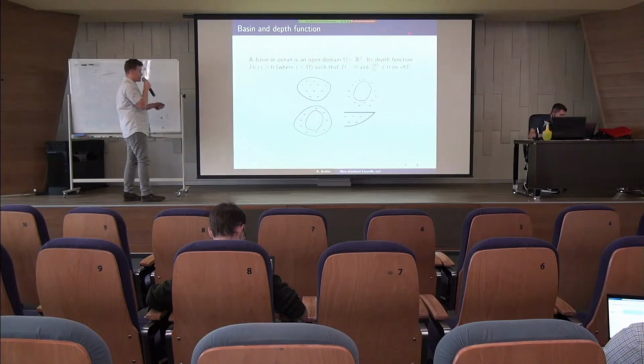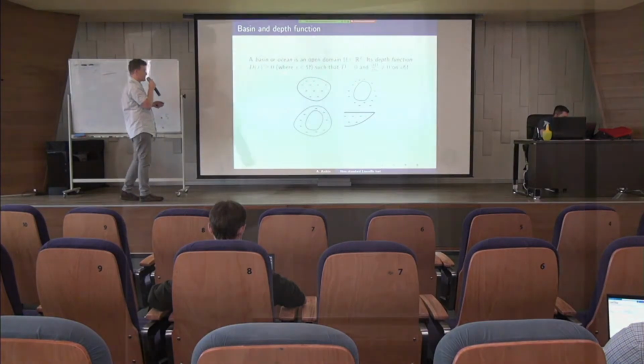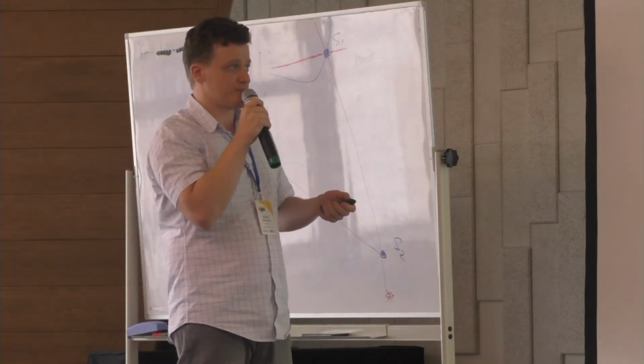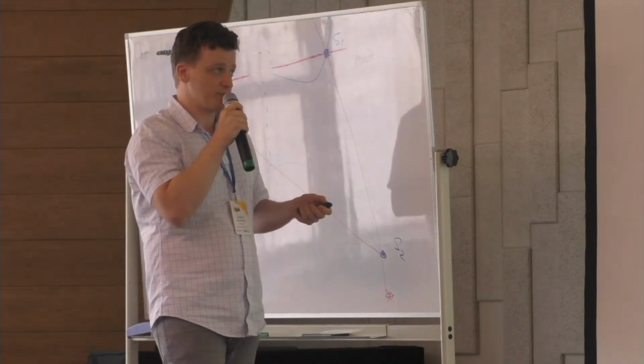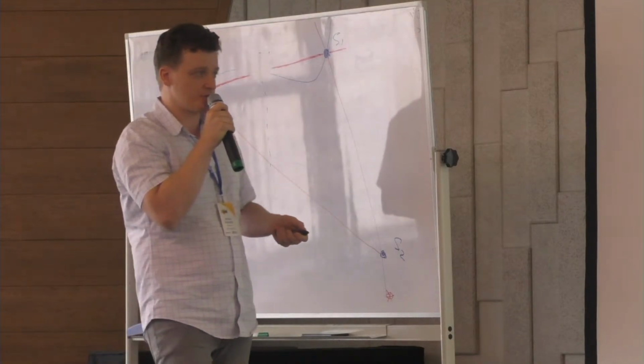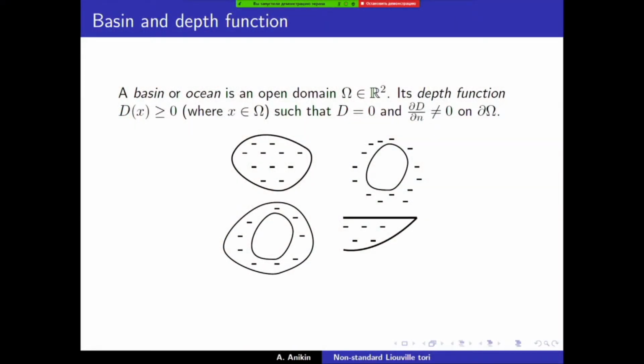And we have a depth function, the depth at some point of the domain, which is a non-negative function which vanishes on the boundary, and such that its normal derivative on the boundary does not vanish. This condition actually means that if we look at the profile of our basin, then the bottom, here is the bottom, and here is the horizon, the bottom is transversal to the horizon.